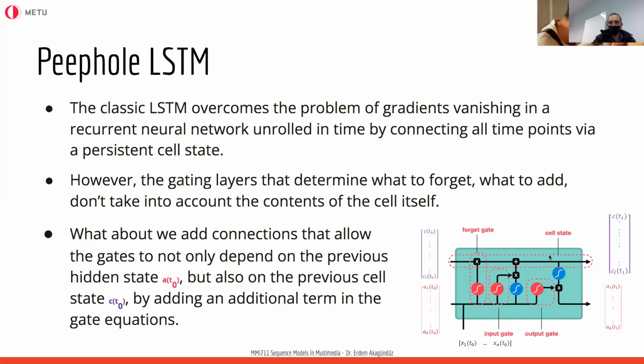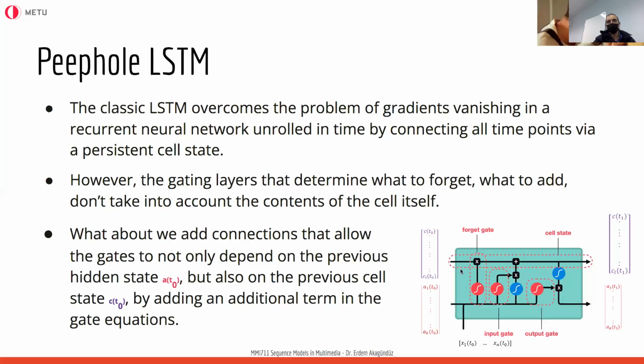What happens if we add connections that allow the gates to not only depend on the previous hidden state, but also on the previous cell state? As you can see, this cell state is constructed by these gates. These gates are only constructed by these inputs, not the cell inputs. What about we feed the intermediate cell states to these inputs as well, or the previous cell state? What happens? Will it help?